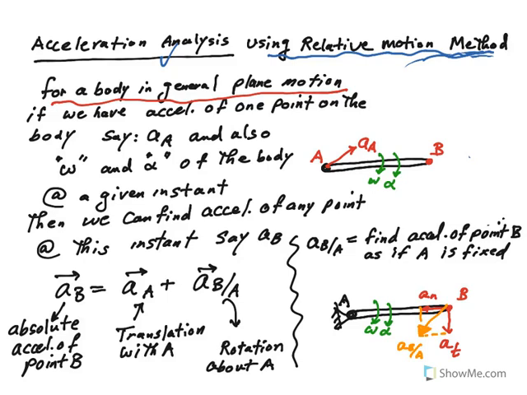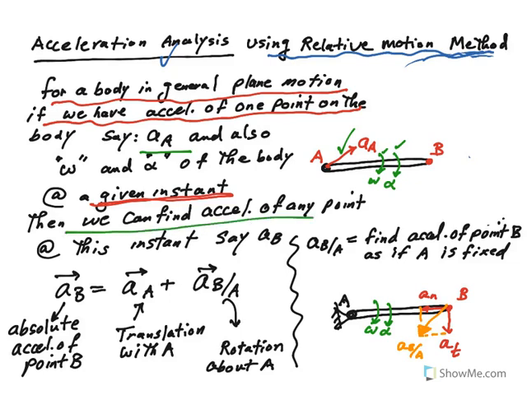All right, so now, if we have acceleration of one point on the body, so this is for what? For a given instant. So at a given instant, if we have acceleration of one point on the body, for example, acceleration of point A, okay? So say acceleration of A. Also, if we know omega and alpha of the body, okay? Then, just like when we did the velocity analysis, we should be able to find what? Acceleration of any point on this body at this instant, say acceleration of B. So the objective now, let's say, is to find absolute acceleration of B.